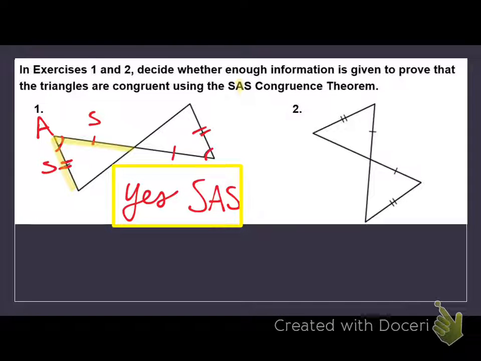Number 2, what do we have marked congruent? We got a side marked congruent to a side. What else do we have? Just another side. And then it's understood vertical angles. So we have two sides and an angle. Is this angle, angle A, in between both sides? Is it touching both sides? No. So is this side angle side? No. Questions about 1 and 2?